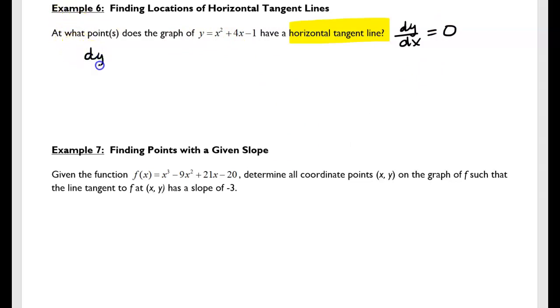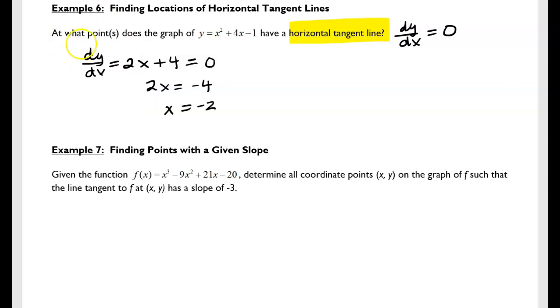So let's find my derivative, dy/dx. The derivative of x squared plus 4x minus 1 is 2x plus 4. And now I'm going to set that equal to 0 to figure out where the slope was 0. So 2x equals negative 4, and x equals negative 2.